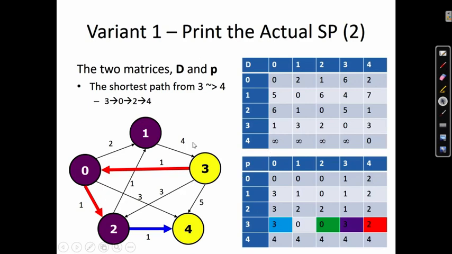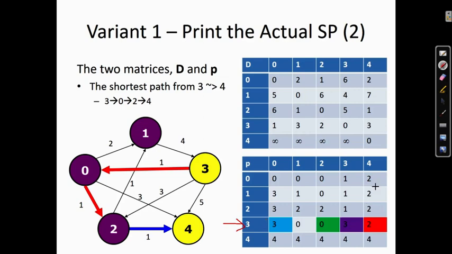Let's say I want the shortest path from 3 to 4. So how do I get it from my predecessor matrix? Just go to row 3. I look at row 3, basically it's like a predecessor array for vertex 3. Then how do I get the path? Basically, you do your standard backtracing.